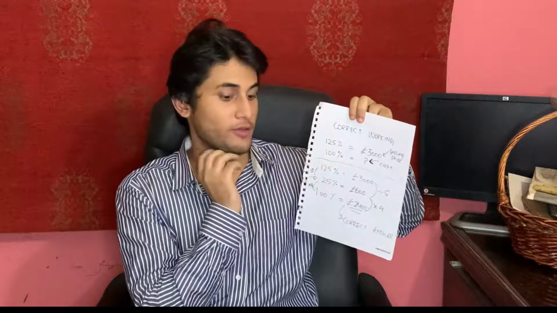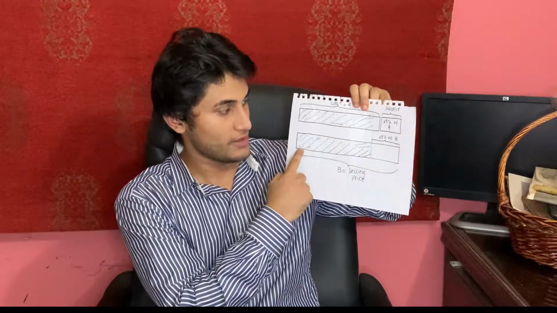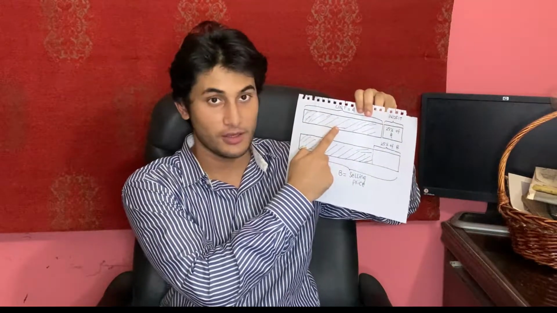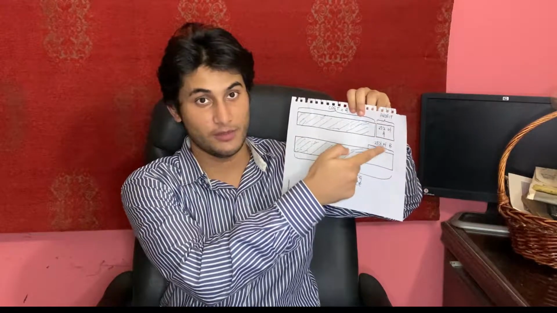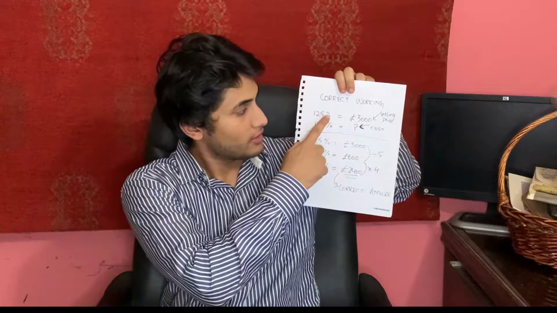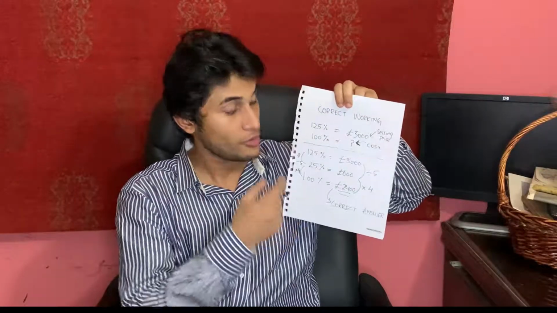So the correct way to solve this would be to first establish that £3,000, which is the selling price, is 125% of the cost price. So if we look at the bars that we made here, we know that B, the selling price, is 125% of the cost price, which is 100% of A plus 25% of A, 25% being the profit. So we know that 125% of the cost price is £3,000, and what we're looking for is the cost of the car, so 100% of the cost.